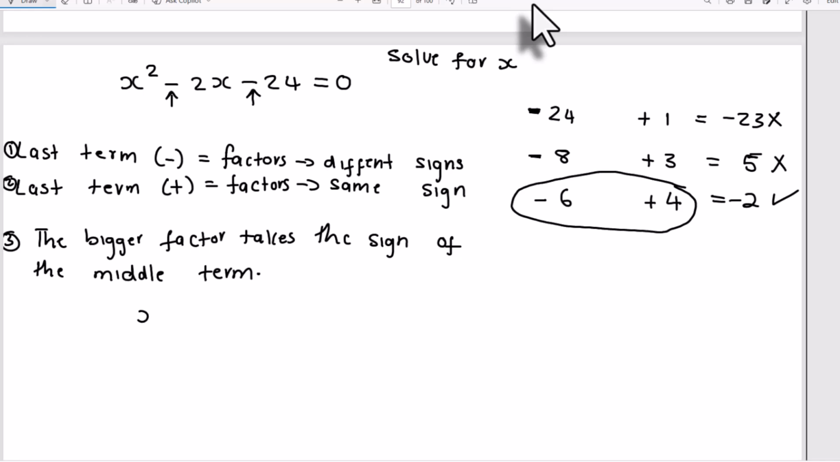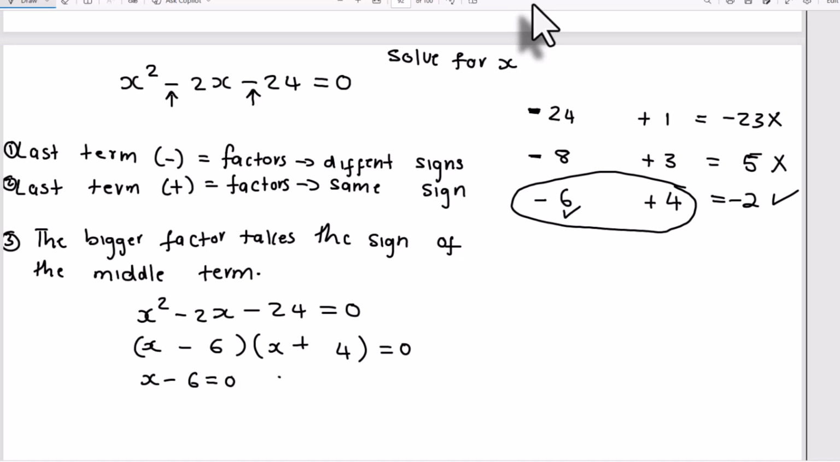Okay, so I'm going to write that down. X squared minus 2x minus 24 equals 0. So our factors are going to be, you open your brackets, you're going to put x, x, then you're going to put the negative 6, that's the first one, then you're going to put the plus 4, that's the second one, equals 0. Like we did in the previous lesson, we said the first bracket is equal to 0, or the second bracket equals 0.